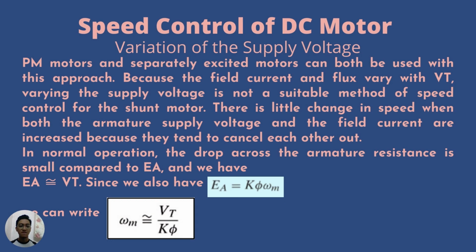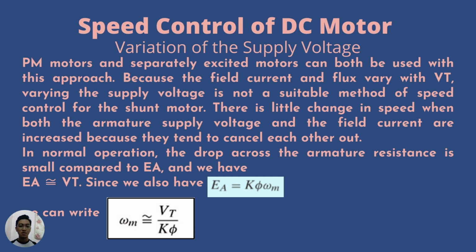The first one of speed control of DC motor is variation of the supply voltage. Permanent magnet motors and separately excited motors can both be used with this approach, because the field current and flux do not vary with terminal voltage. Varying the supply voltage is not a suitable method of speed control for the shunt motor. There is little change in speed when both the armature supply voltage and the field current are increased because they tend to cancel each other out.